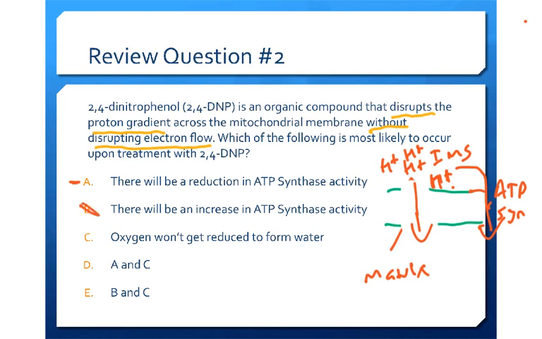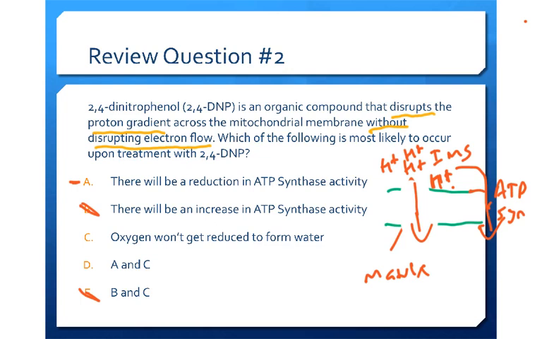Okay? Therefore, B is wrong. We will not see an increase in ATP synthase, we will see a decrease. Therefore, E is wrong because that contains answer B. So now we're between three choices, and all we really need to look at is whether C is correct or not. Oxygen won't get reduced to form water. Well, when does oxygen get reduced to form water? What does it mean to reduce? To reduce something means to gain electrons.